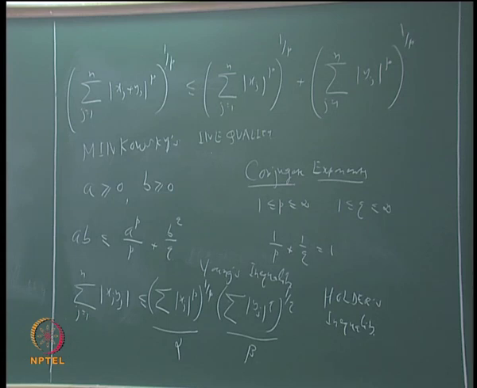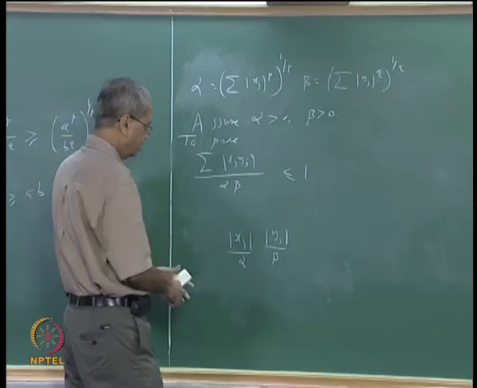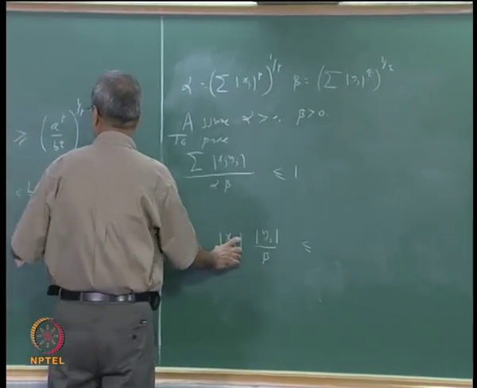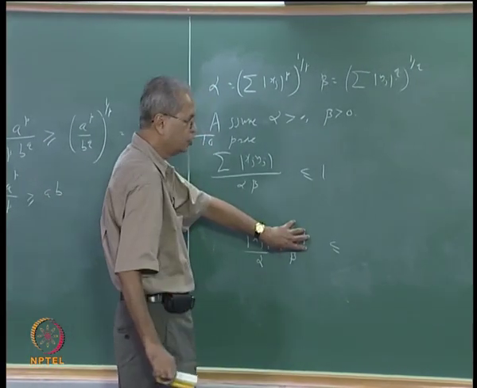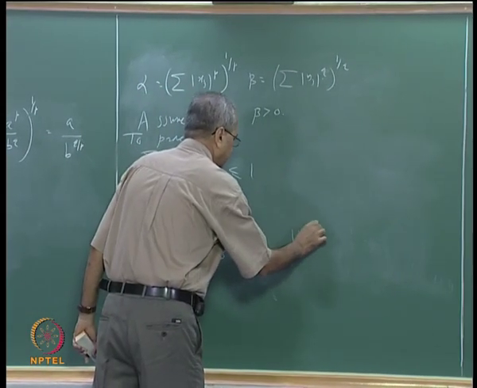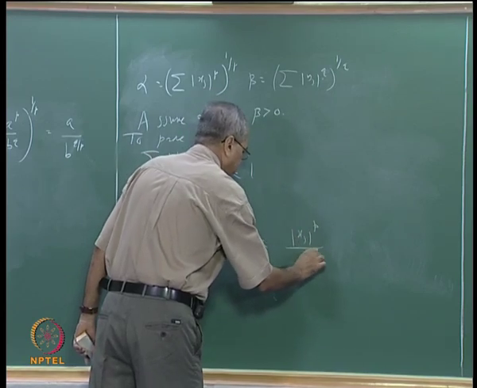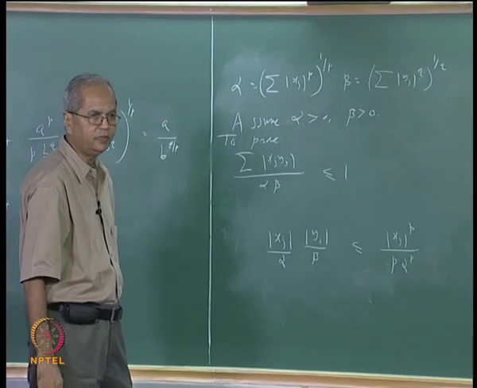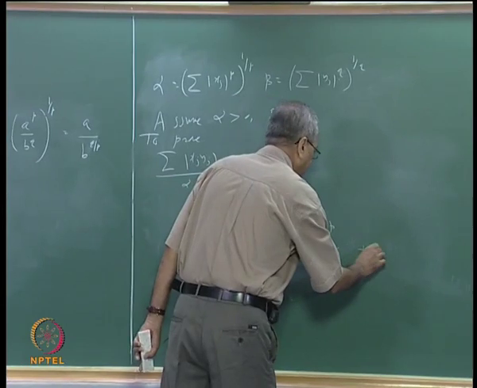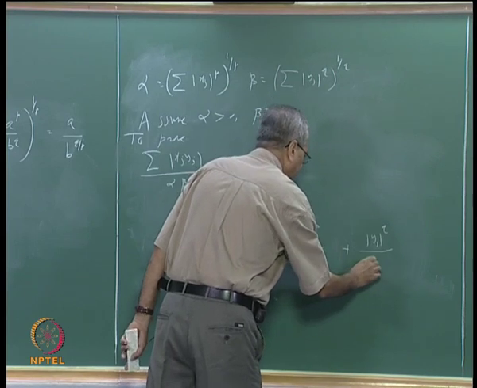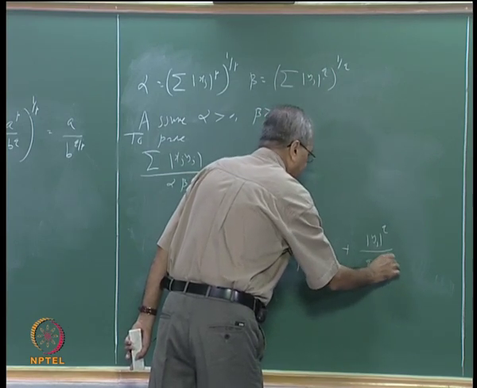Suppose I apply this Young's inequality to this, then what do I get? I will get sigma of this raised to p divided by p plus this raised to q divided by q. So that is mod xj to the power p divided by alpha to the power p into p. That is the first term, a to the power p by p. What is the second term? It will be mod yj to the power q divided by q beta to the power q.